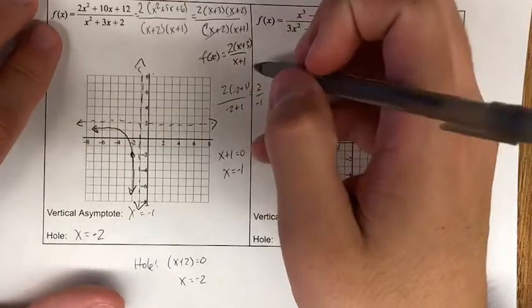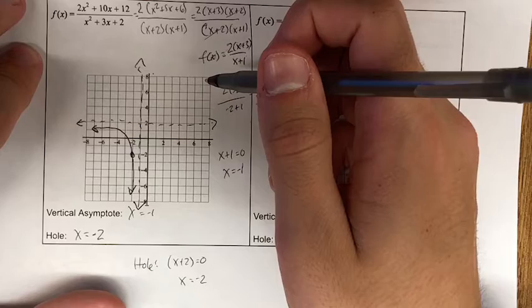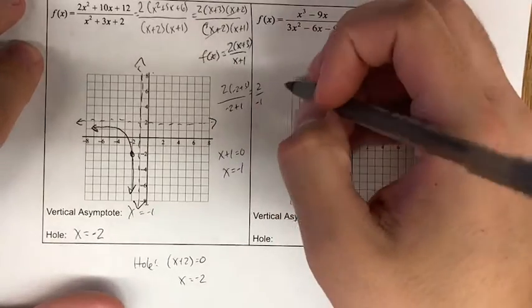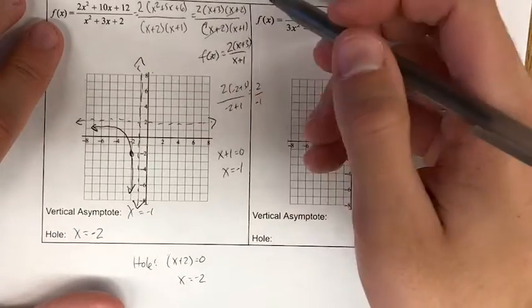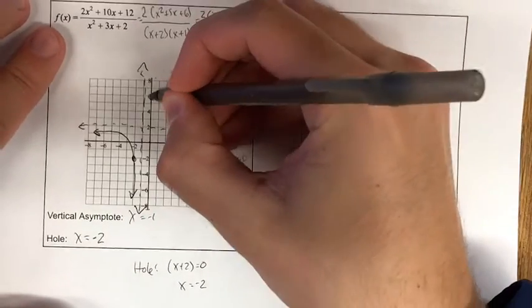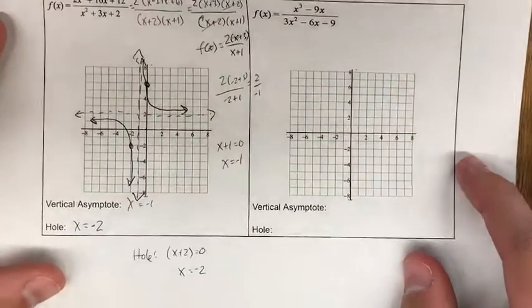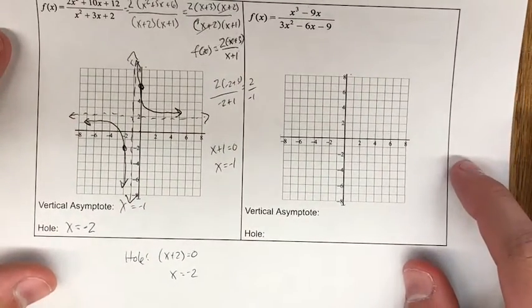From there, plug in another on the other side, so let's try 0. 6 over 1 is 6, so you get a point up there. So you just pick a point on either side of the vertical asymptote to give you just a general idea of what it looks like.